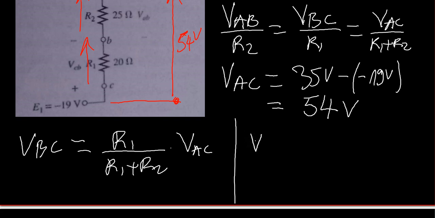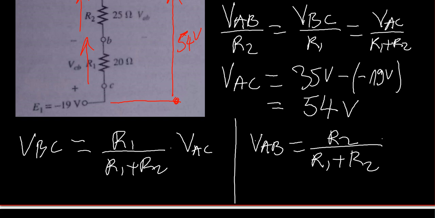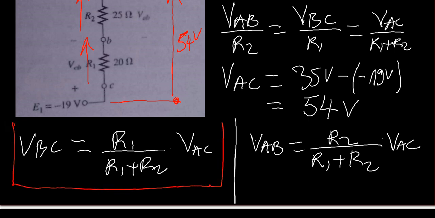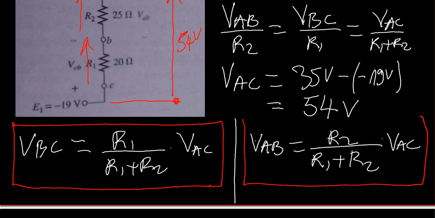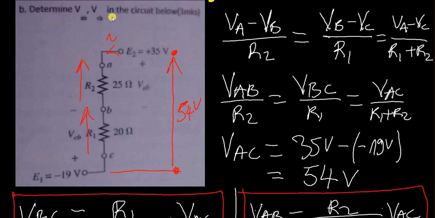Means that VAB is equal to R2 over R1 plus R2 multiplied by the supply voltage, which is equal to VAC. And if you look at it very well, you discover that this is the application of the voltage divider. This is an application of voltage divider. That is all.